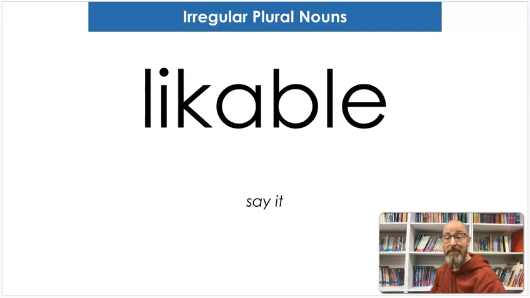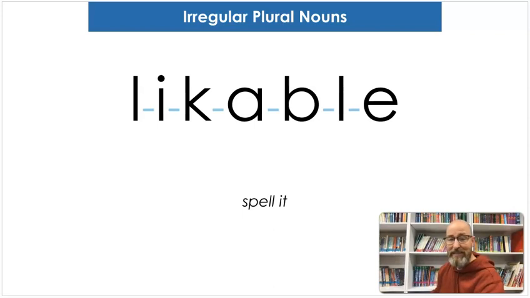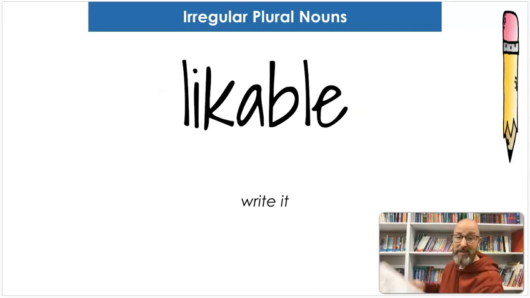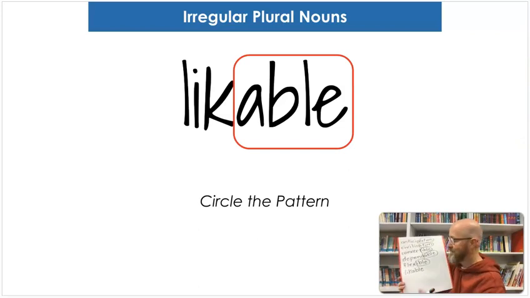Our next word is likable. Say likable. Sound it out. Likable. If something is likable, it's easy to like. Let's spell it. L-I-K-A-B-L-E. Likable. A person who's likable is someone who's a nice person. Let's write it. L-I-K-A-B-L-E. And what's our Latin suffix? Able. That's right.